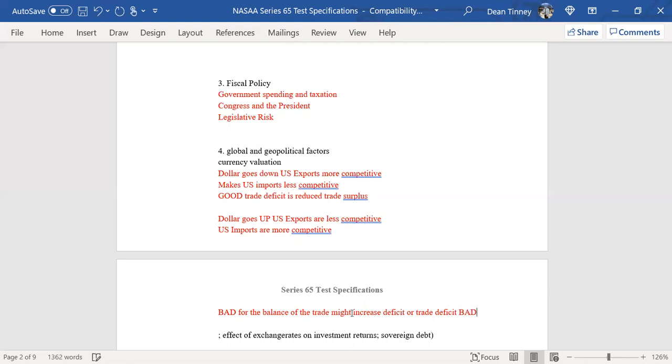That's bad, right? The test has a prejudicial thing that U.S. exports are good and U.S. imports are bad in terms of the balance of trade. Trade surpluses are good. Trade deficits are not. So, ride the horse in the direction it's going, right?